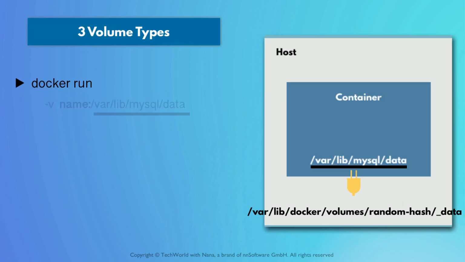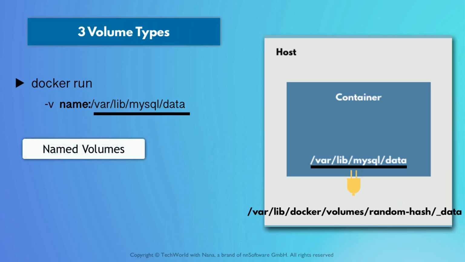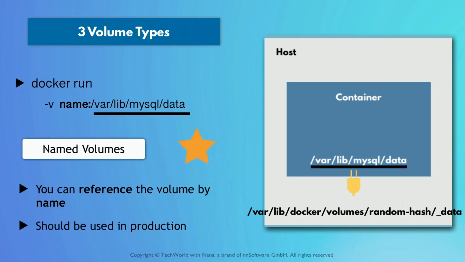And the third volume type is actually an improvement of the anonymous volumes, and it specifies the name of the folder on the host file system. And the name is up to you. It's just to reference the directory. And that type of volumes are called named volumes. So in this case, compared to anonymous volumes, you can actually reference that volume just by name. So you don't have to know exactly the path. So from these three types, the mostly used one and the one that you should be using in production is actually the named volumes, because there are additional benefits to letting Docker actually manage those volume directories on the host.